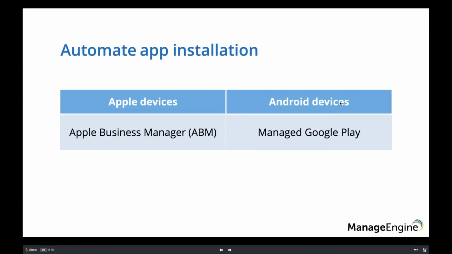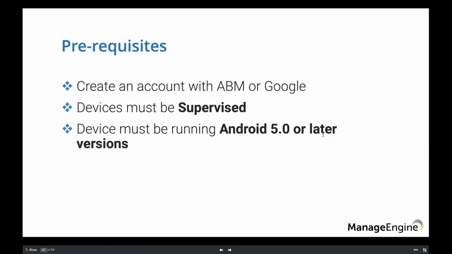So there are solutions provided by the respective OEM vendors. For Apple devices, the automated app installation method would be your Apple Business Manager. And for Android devices, it would be your managed Google Play services. So let's see how we can go ahead and distribute the applications. But before that, you have certain prerequisites that have to be met for obtaining these solutions itself. The first one would be to create an Apple Business Manager or a Google Managed Services account itself. Once that is done, your devices must be supervised in the case of your iOS devices.